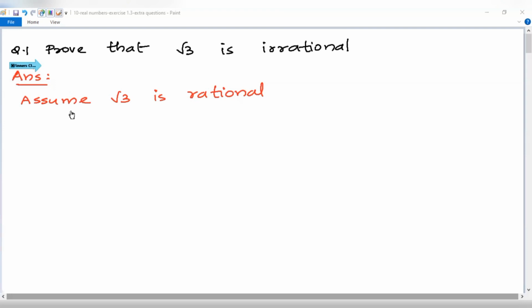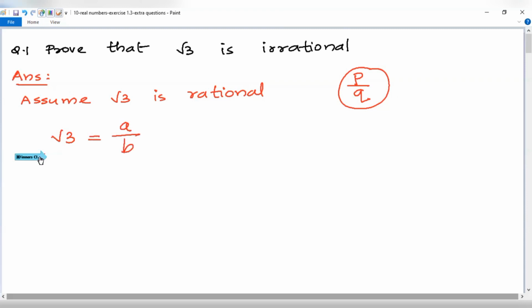So first we will assume that root 3 is rational. We know the definition of a rational number: a number which can be represented in p by q form is known as a rational number. So if root 3 is rational, we can write root 3 in the form p by q or a by b. So we will write root 3 is equal to a by b because it is rational.